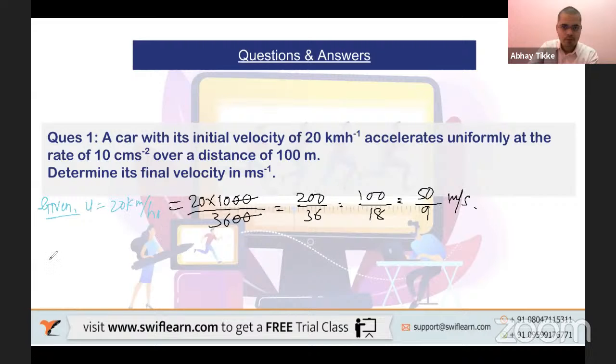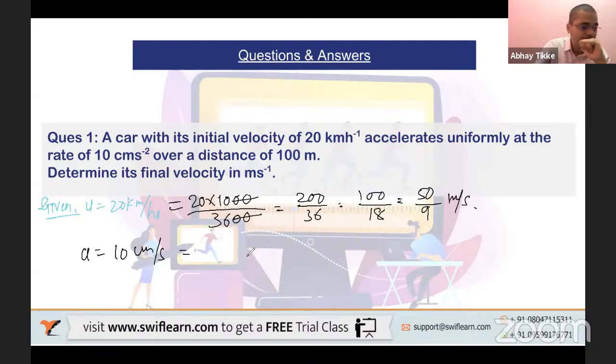Initial velocity is given. Accelerated uniformly. Acceleration भी दिया है देखो, a equal to uniform acceleration है. मैंने बताया था आपको ये तीन equations कब valid होंगे when the acceleration is uniform. That is what you have given. So that acceleration is 10 centimeter per second. तो centimeter का meter में convert करो.